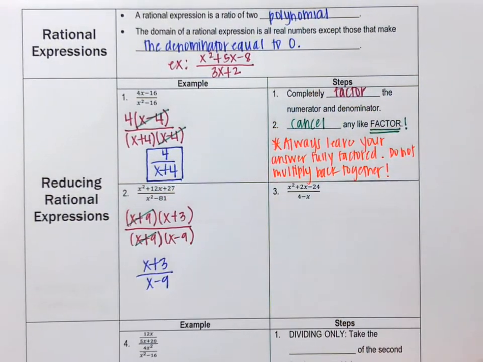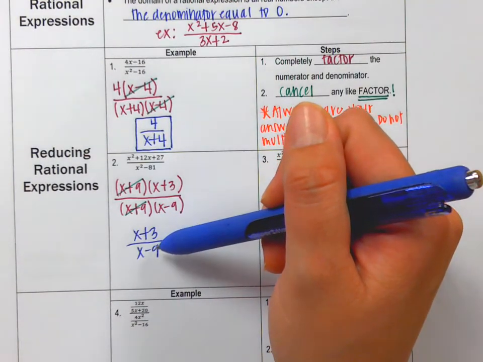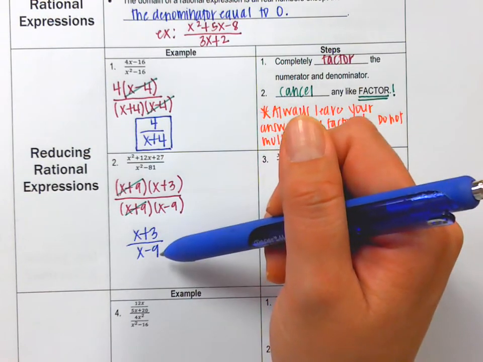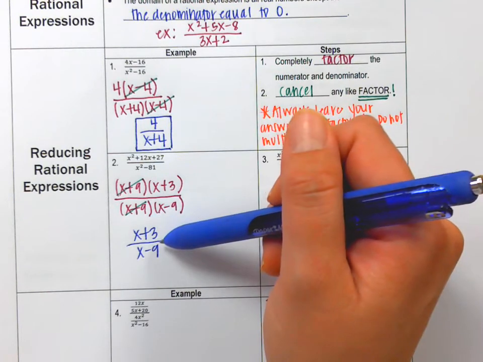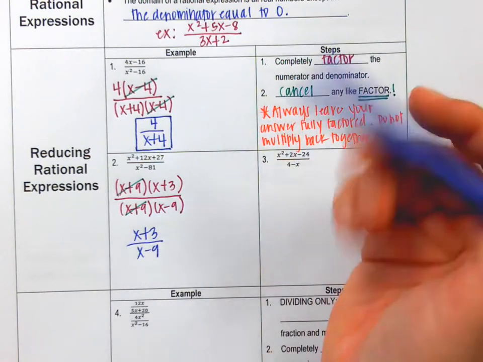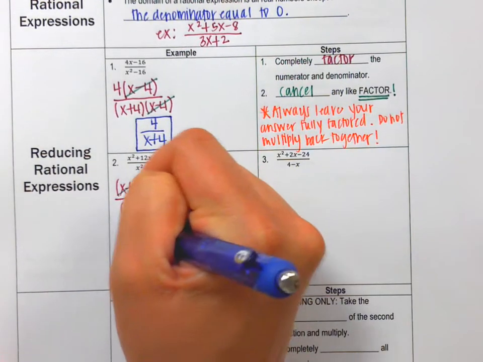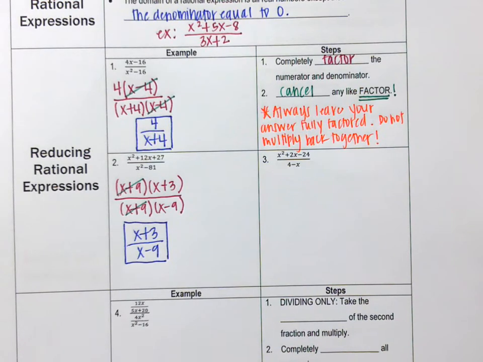I cannot simplify any further. 3 and 9, I know some of you guys are tempted to do that. Again, you can't just put the 3 in parentheses and the negative 9 in parentheses and cancel. This is an entire expression, x plus 3, and an entire expression, x minus 9. They are not exactly the same. We cannot simplify this further. That's my final answer.